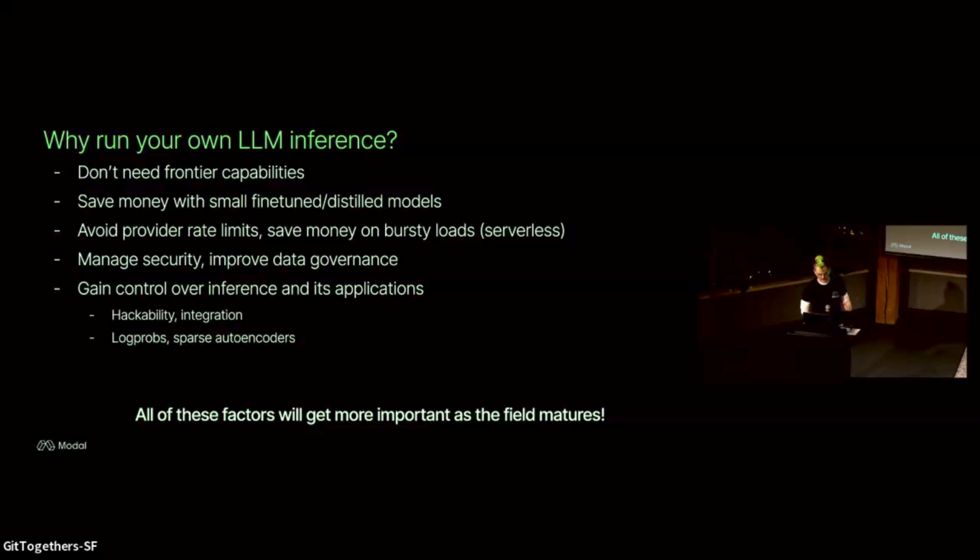The last one is gaining additional control over inference and its applications. This is the classic reason why people want open tools: they want that hackability and control. They want to extend it and do something slightly different. And right now, I would say with language models, there aren't a ton of killer workloads yet where this hackability is super powerful.